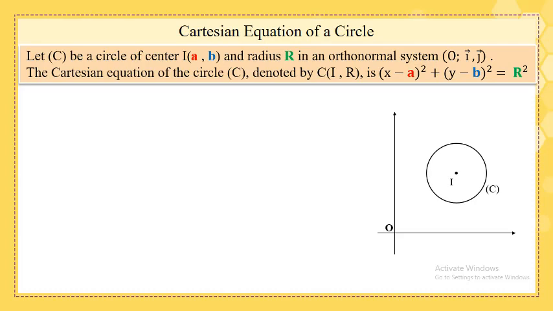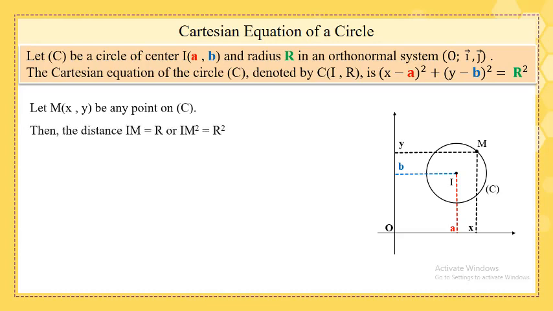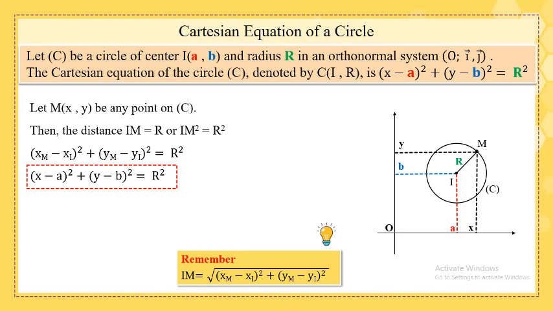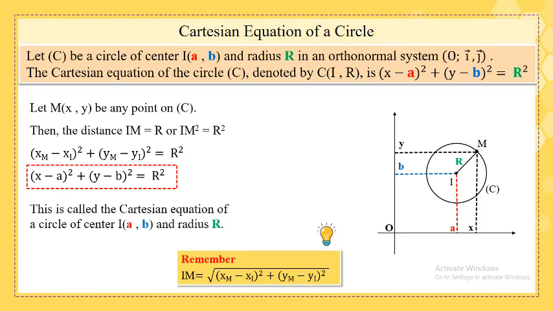Let's say this is our circle C in an orthonormal system, and this is its center I, whose coordinates are a and b. Let M be any point on C. The coordinates of M are x and y. We know that the distance IM is equal to the radius. And to find the distance IM, we should use the following formula. By squaring both sides, we will obtain the following equation. And by substituting the coordinates of M and I, this will be our Cartesian equation of the circle C of center I, a b, and of radius r.